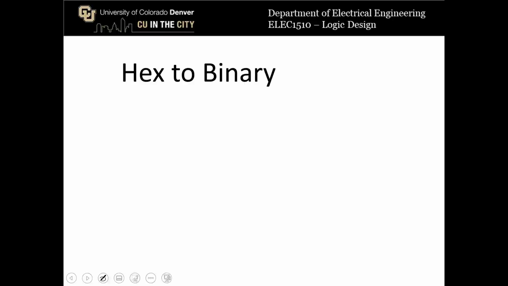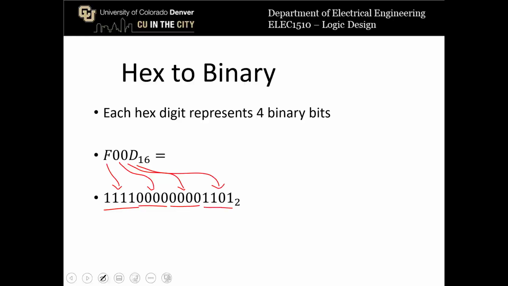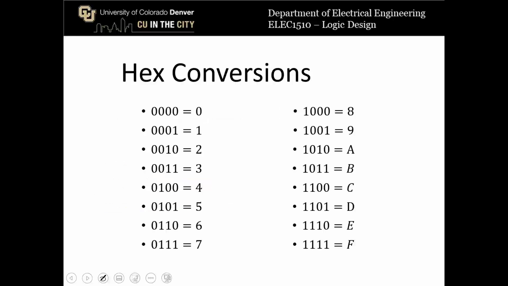Converting hex to binary, you just perform the exact same operation but backwards. Each hex digit is going to represent 4 binary bits. So let's take another hex number that looks like a word, food or F00D base 16. And we're going to just convert each hex digit into 4 bits. So F becomes 1111, 0 becomes 0000, 0 again becomes 0000, and D becomes 13 or 1101 base 2. So conversion between binary and hex or octal is very easy. You just have to remember these conversions between the bits and the hex or octal symbols.